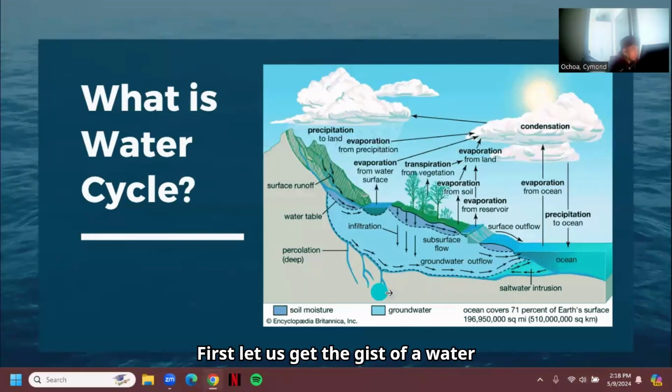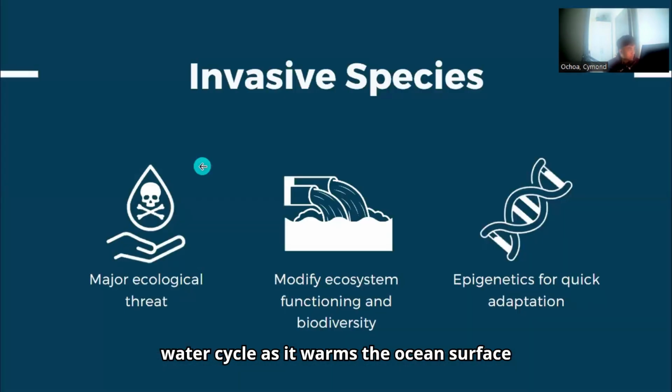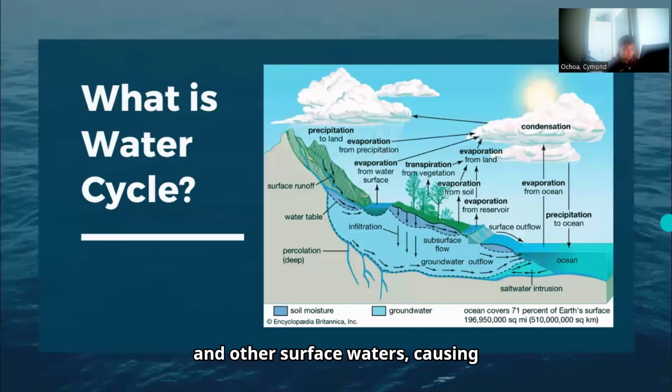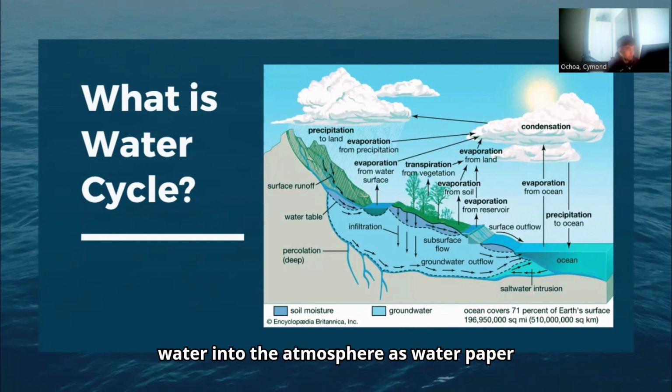First, let us get the gist of the water cycle. The sun's energy drives the water cycle as it warms the ocean surface and other surface waters, causing liquid water to evaporate and ice to transform straight from a solid to a gas. These sun-driven mechanisms transport water into the atmosphere as water vapor. Over time, atmospheric water vapor condenses into clouds, eventually falling as rain or snow.